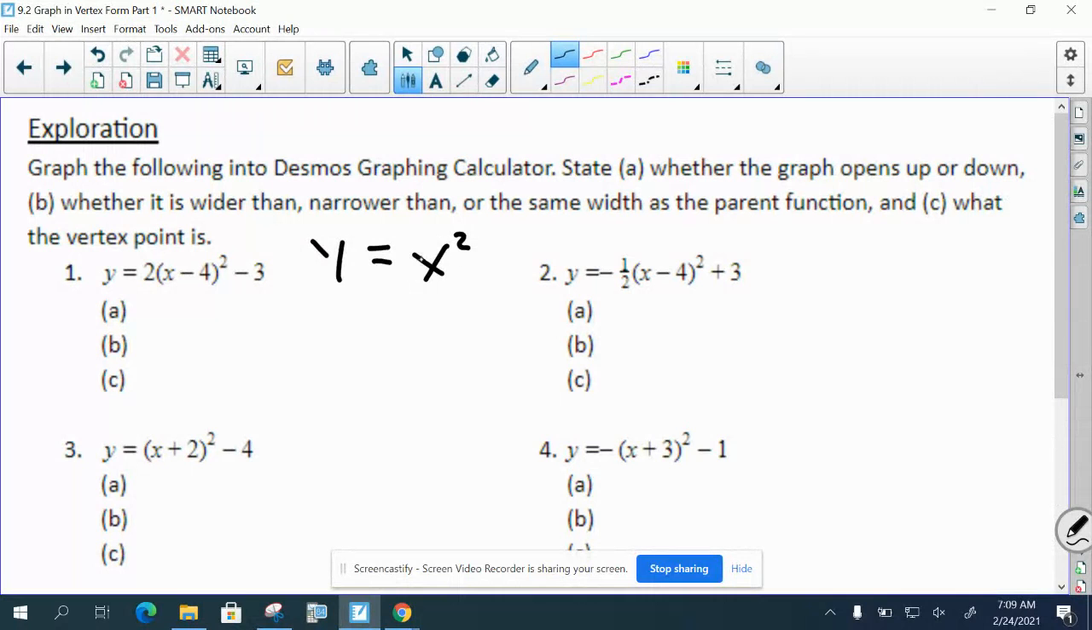So the x squared has a coefficient, an a value of 1. And then the other numbers here represent the vertex. So this 4 and the -3, you would take the opposite sign in the parentheses and the same sign that's outside of the parentheses. Okay, which also means that the axis of symmetry would be x equals 4.